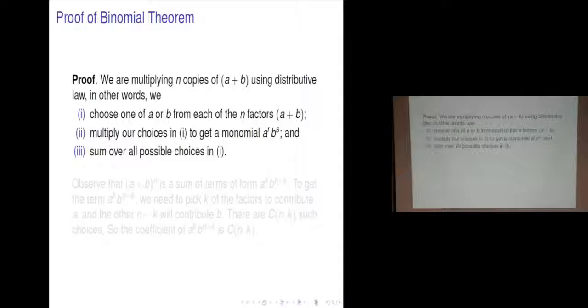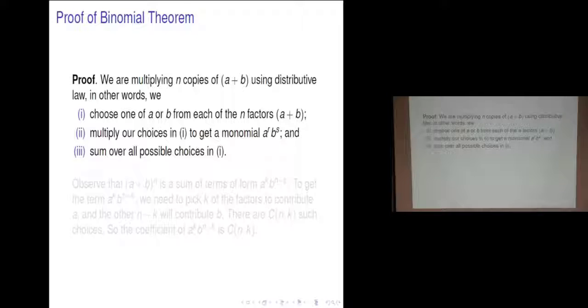Okay, let's prove it. Proof: we just multiply everything out. We multiply the n copies of a plus b using the distributive law. In other words, we are going to choose one of a or b from each of the n factors of a plus b, because it's to the power of n. So you have n factors, and among each of them, you have to choose a or choose b. You cannot skip, so you either choose a or choose b.